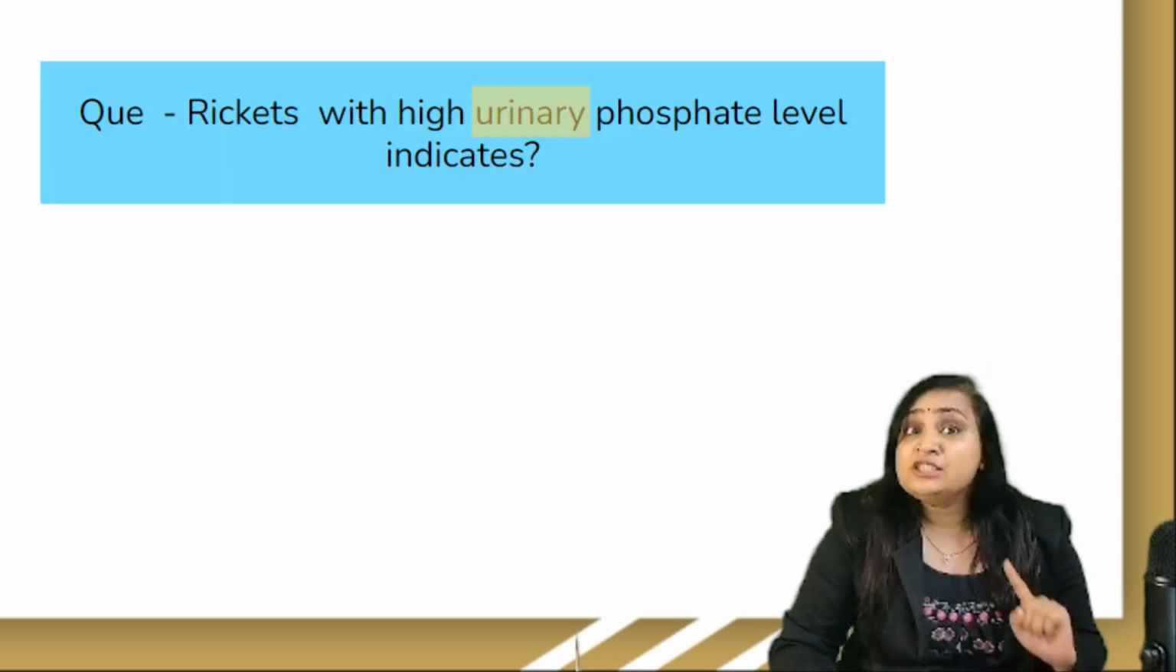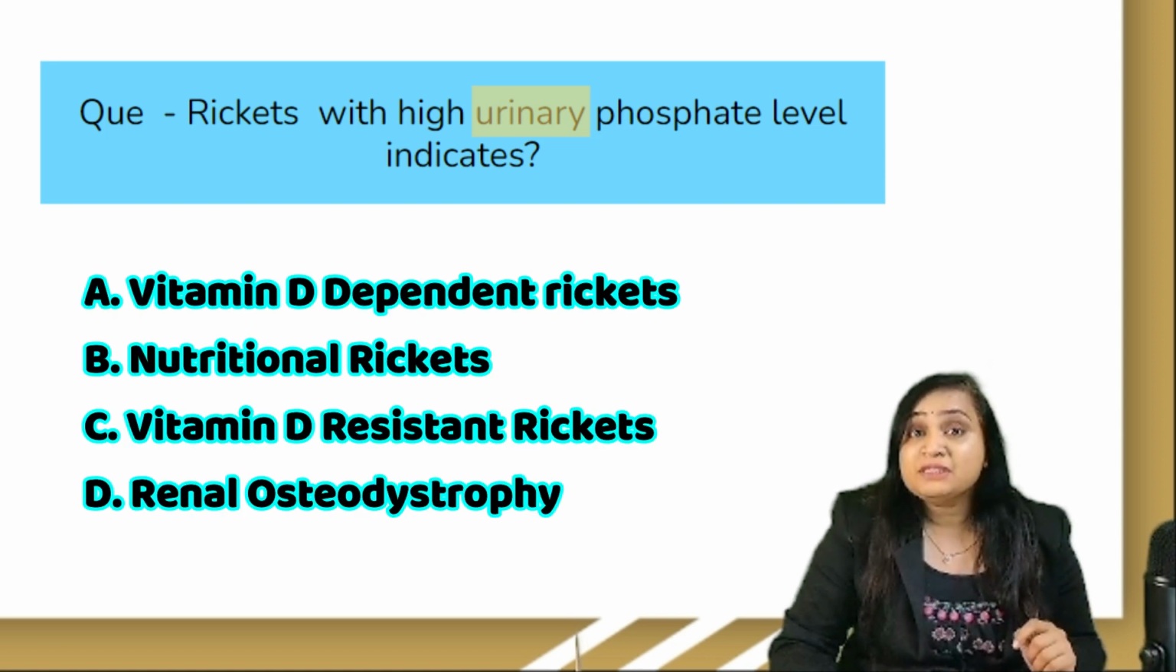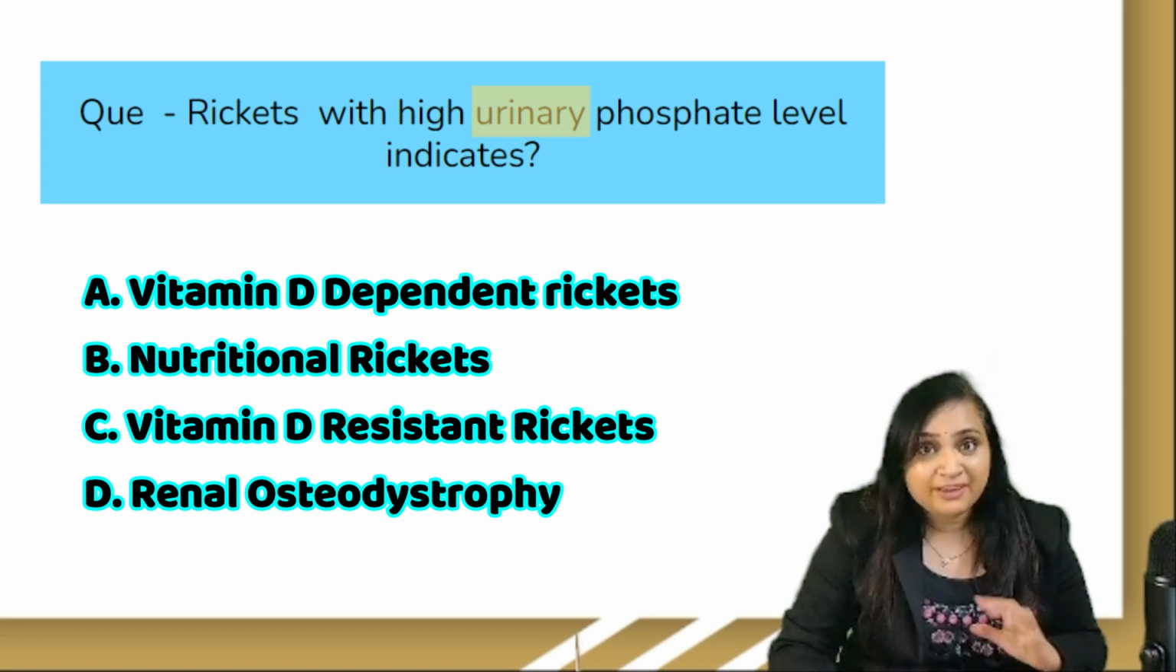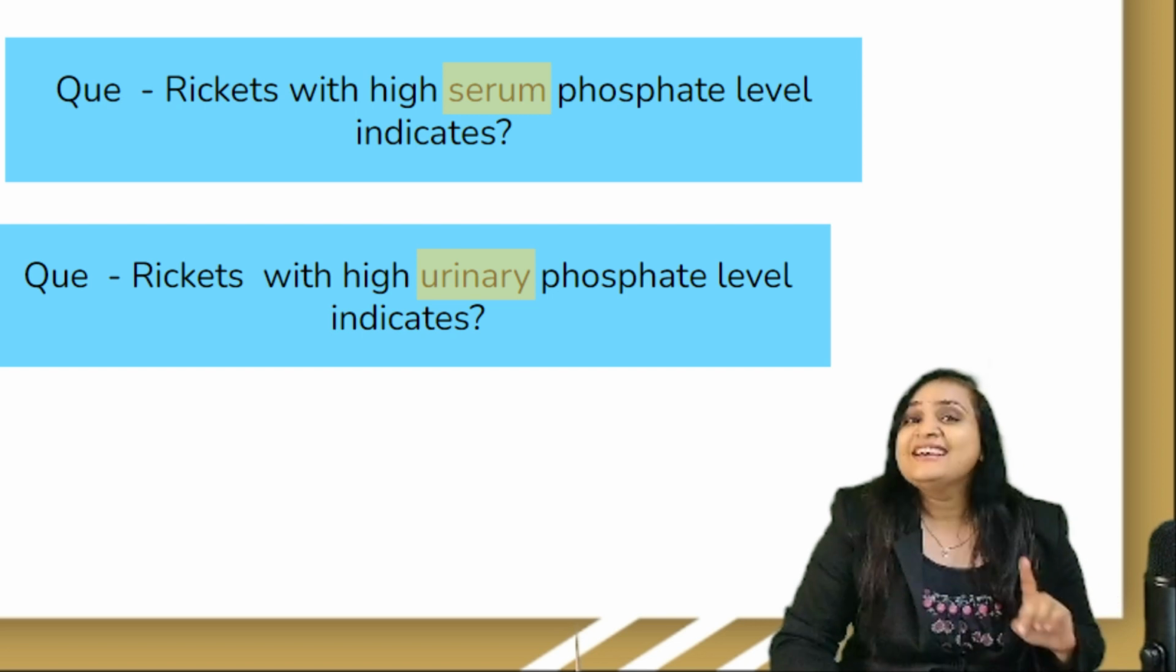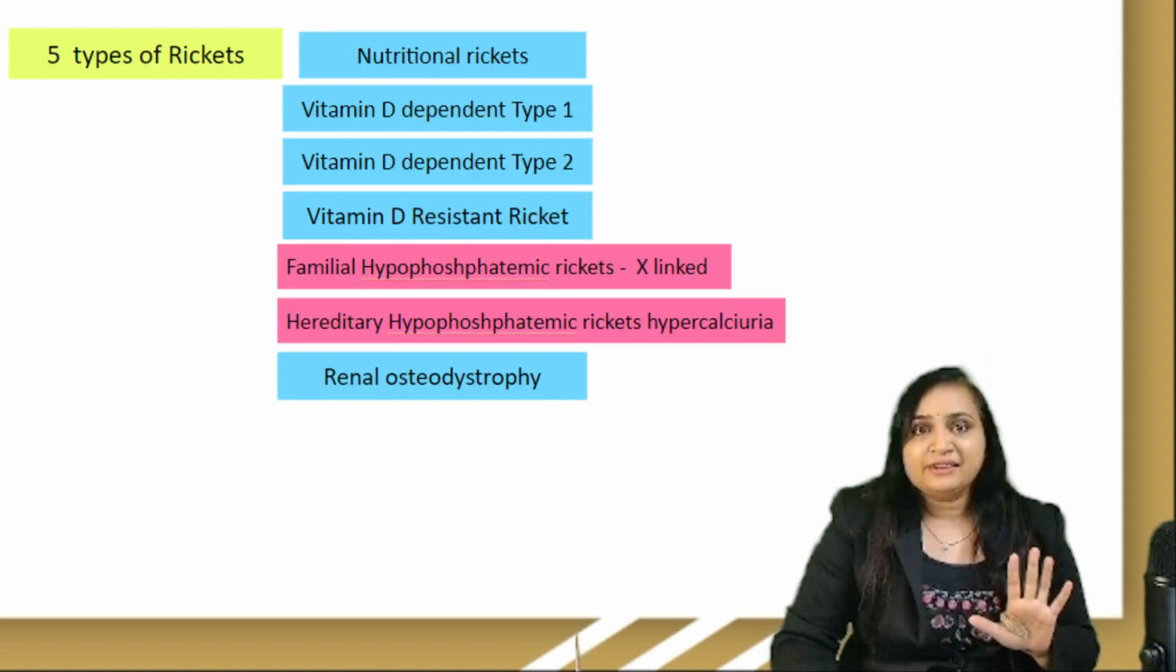Rickets with increased urine phosphate concentration is seen in which type of rickets? Vitamin D dependent rickets, nutritional rickets, vitamin D resistant rickets, or it is renal osteodystrophy. Totally confused? Basically there are 5 types of rickets.